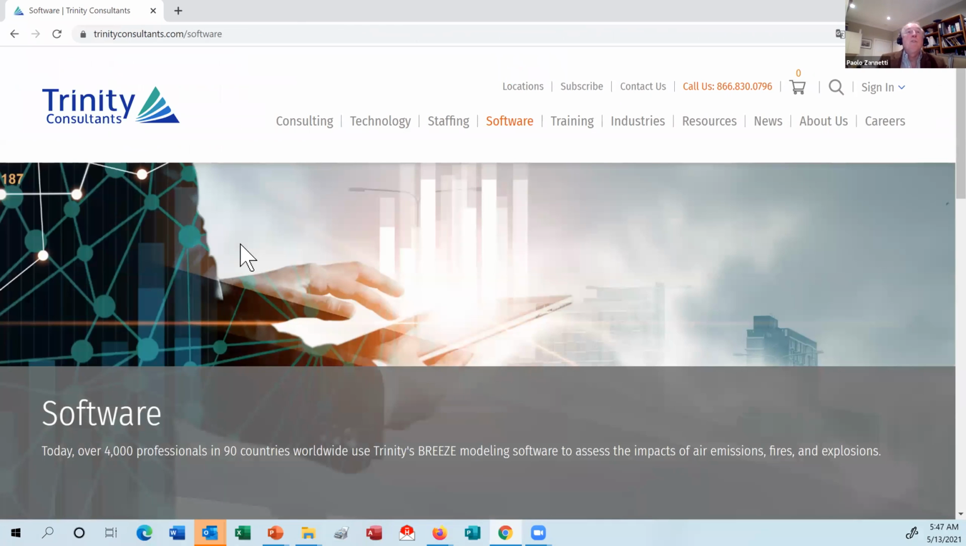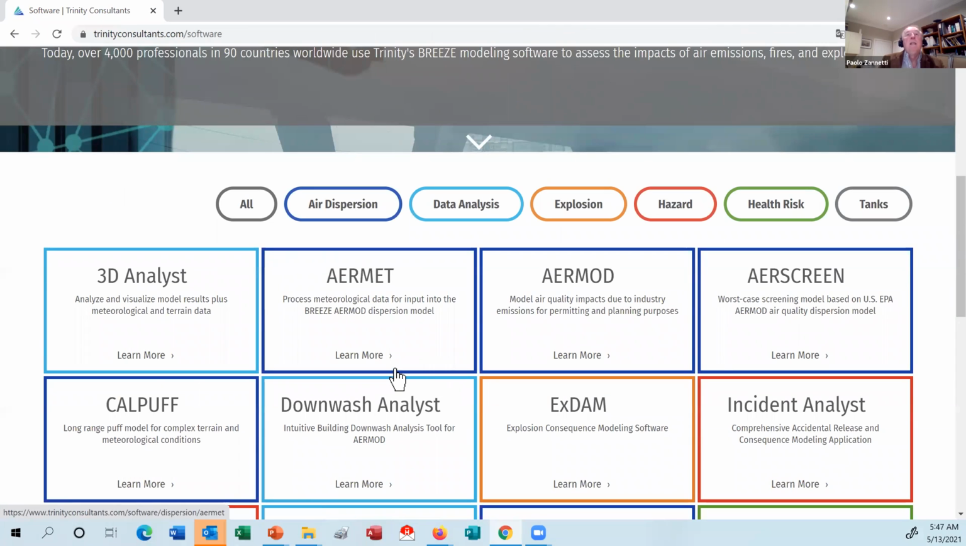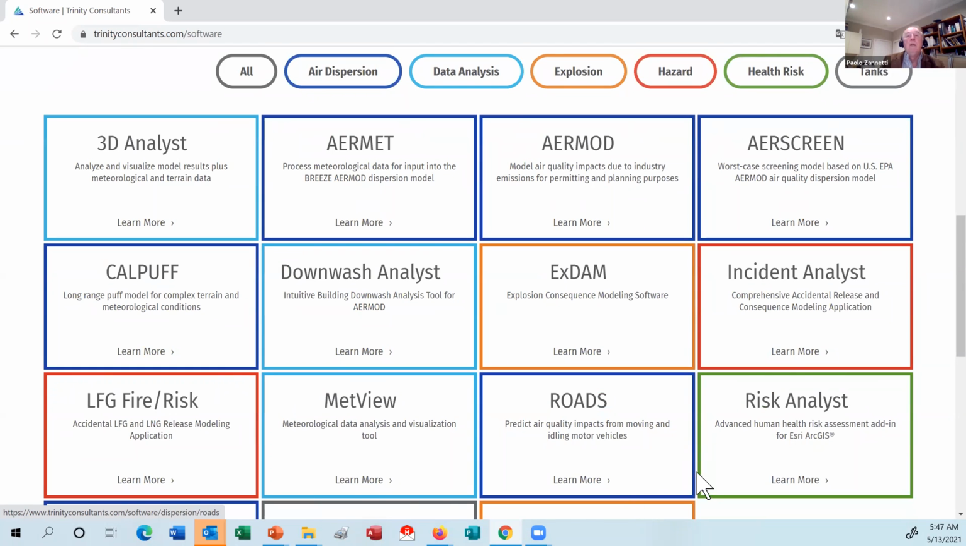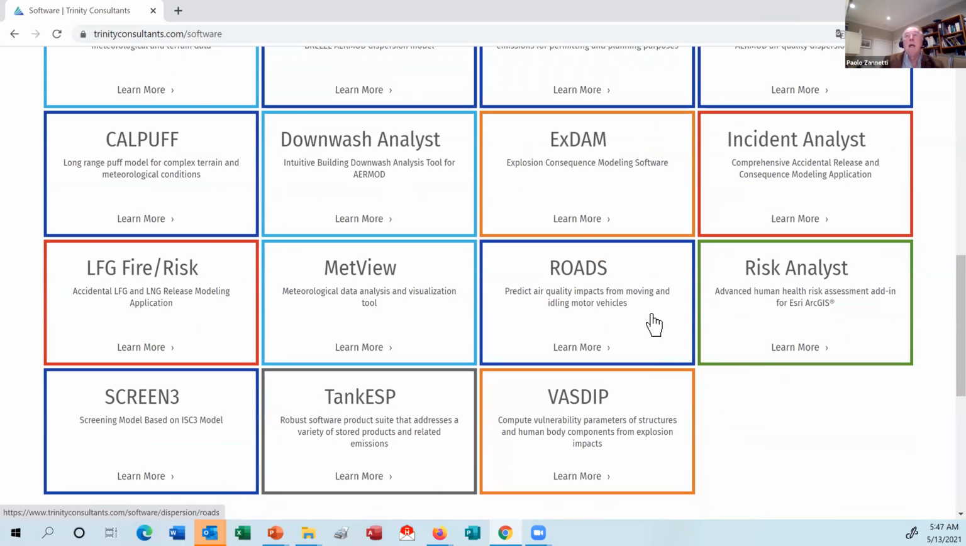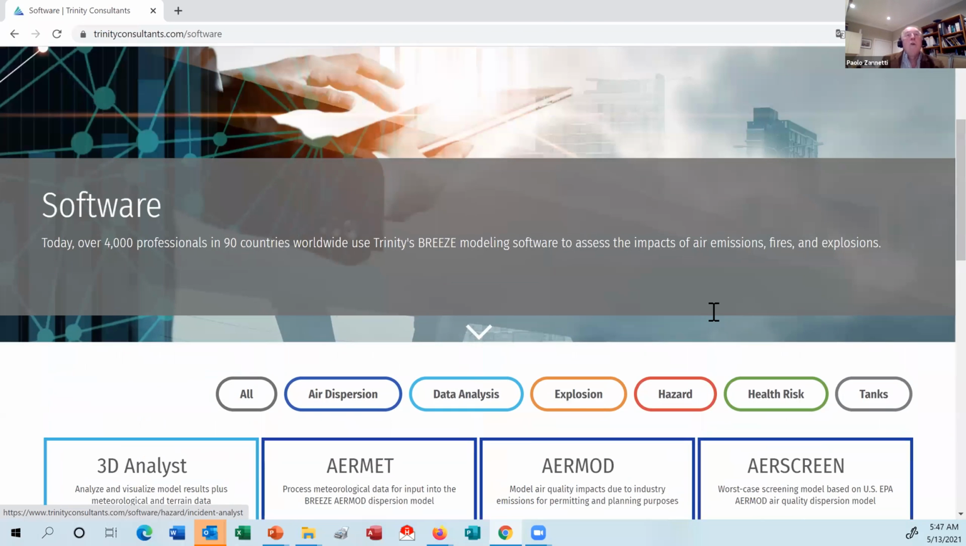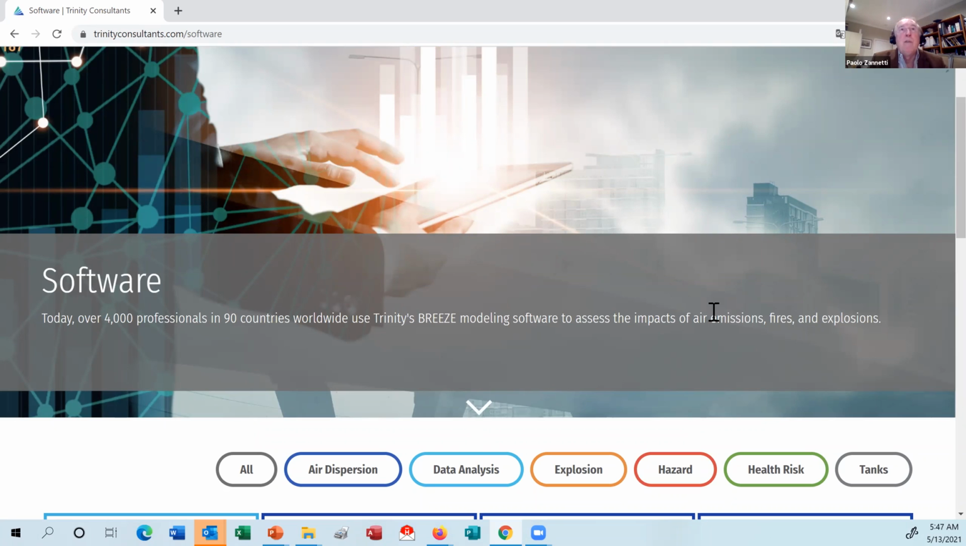So Trinity Consultants has a software which is called Breeze. It's very similar to Lakes, and they have a good reputation. I have interacted much more with Lakes Environmental than Trinity, but it's very, very similar. They have a user-friendly version that you have to purchase for AirMod, for CalPAF, and they have more programs here that I've never used, incident analyst, risk analyst. I interacted with them in the past a few times. They operate all over the world. They give air pollution courses. They have a good reputation, like Lakes Environmental. So very similar to Lakes.